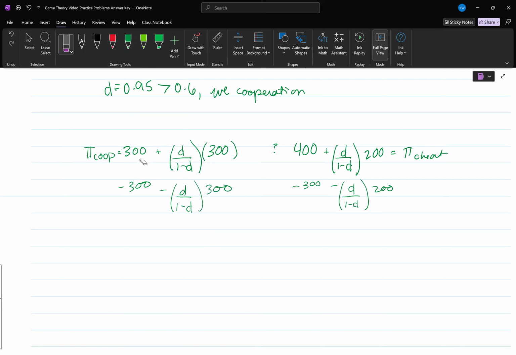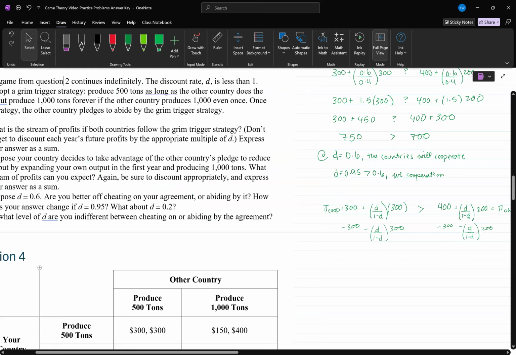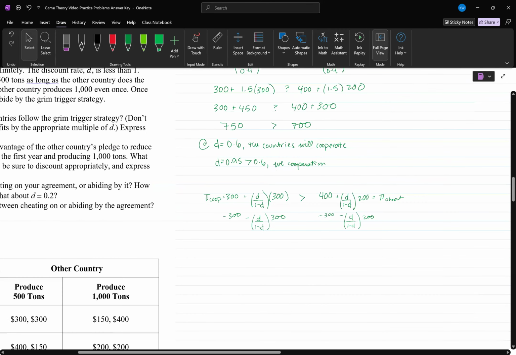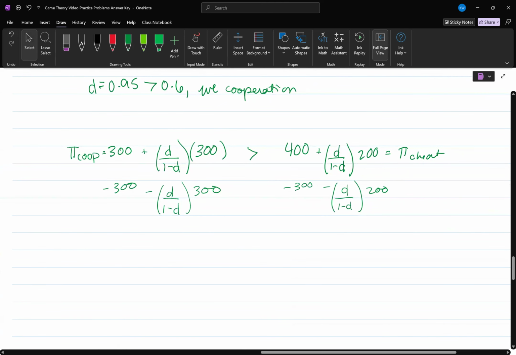Okay, and in this case, it's not a question of if the cooperative profit is greater than the cheating. We want to know the discount rate for which the profit from cooperating does exceed the profit from cheating. I believe it says, oh no, that's the next one. It wants to know when we're indifferent.